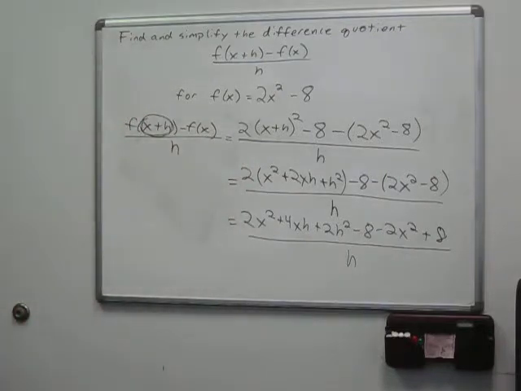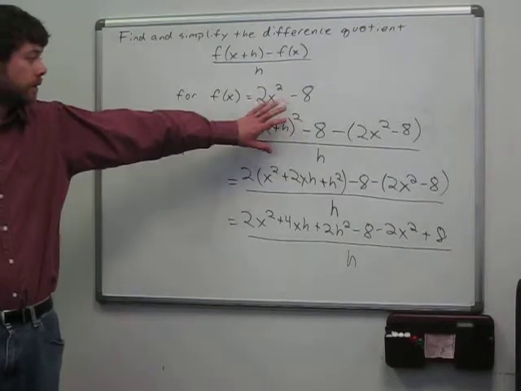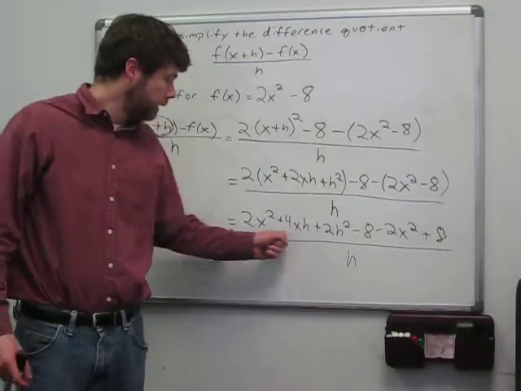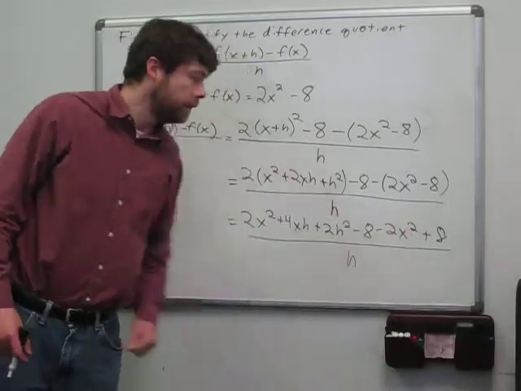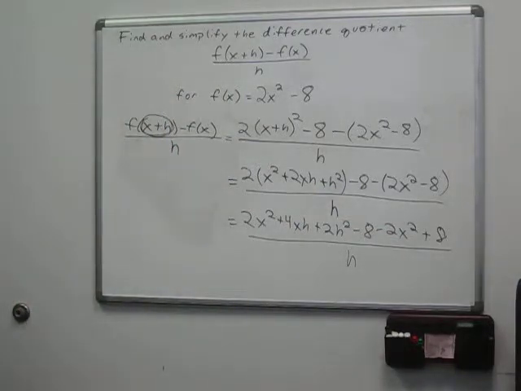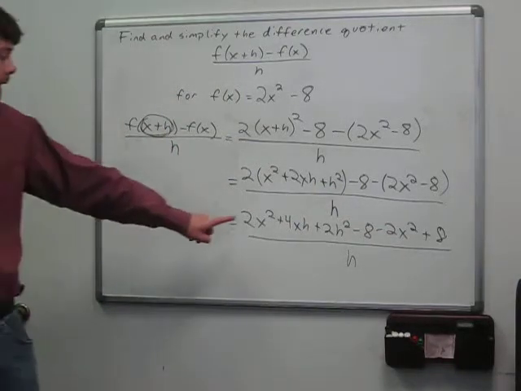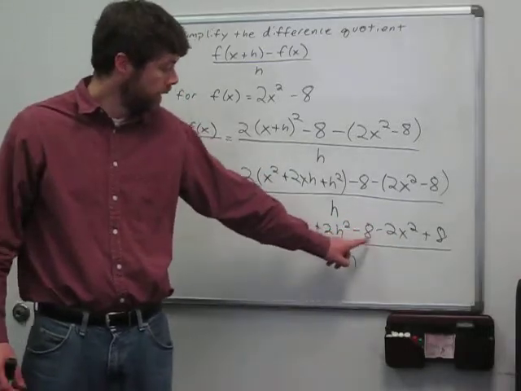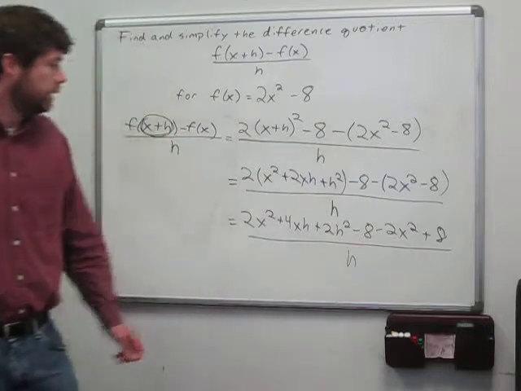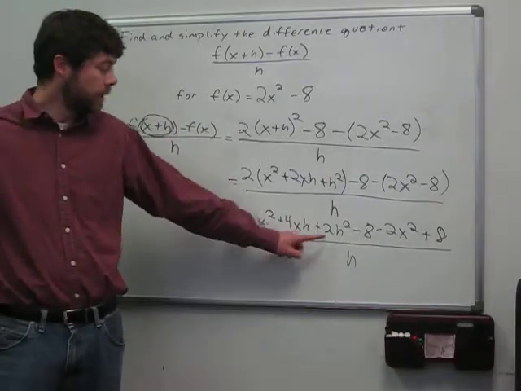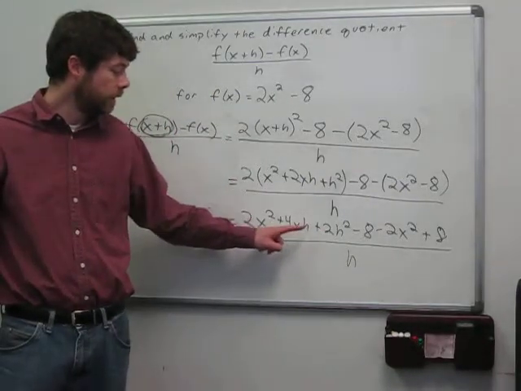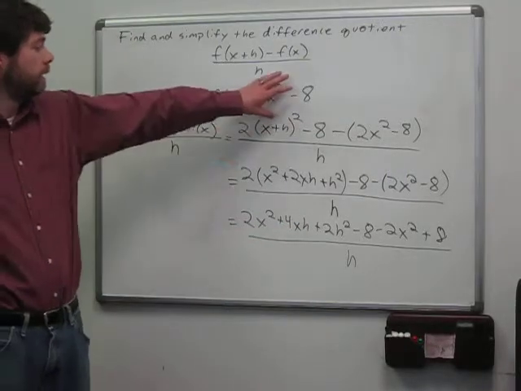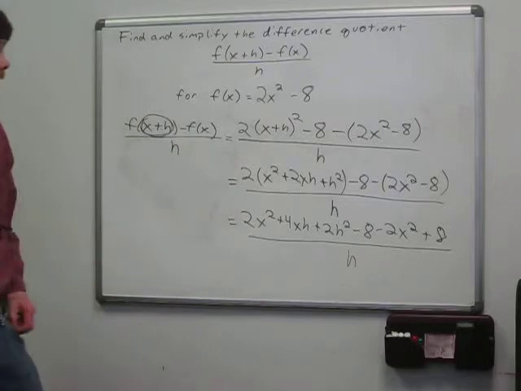So after we have expanded out this numerator completely, we see that any term that does not have an h in it is going to cancel, right? We have a positive 2x squared, a negative 2x squared, so that becomes 0. A negative 8 and a positive 8, so that'll become 0. And we are just going to be left with the terms involving h's. When we work with polynomials like this, we expect that to happen.